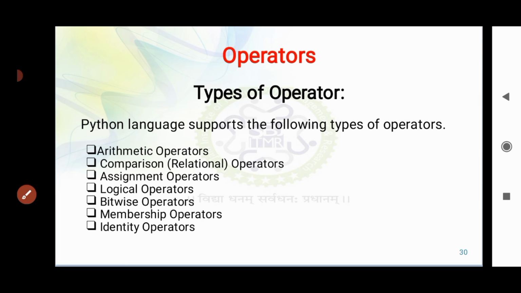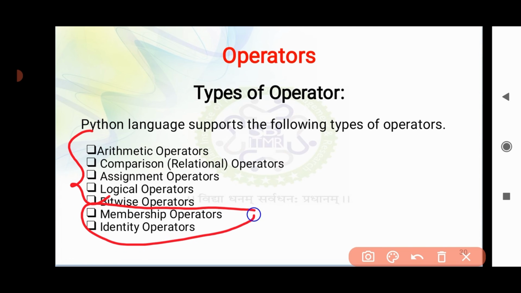Next we have operators. In Python we have different types of operators that we have already used in other languages like C, C++ and Java: arithmetic operators, comparison, that means relational operators, then assignment operators, logical operators, bitwise operators, membership operators and identity operators. If you see carefully, I feel you're already aware of these types of operators. The only new operators you can find for Python are membership operators and identity operators.